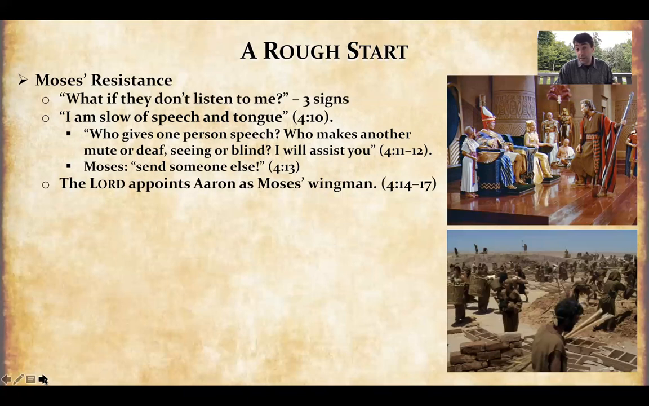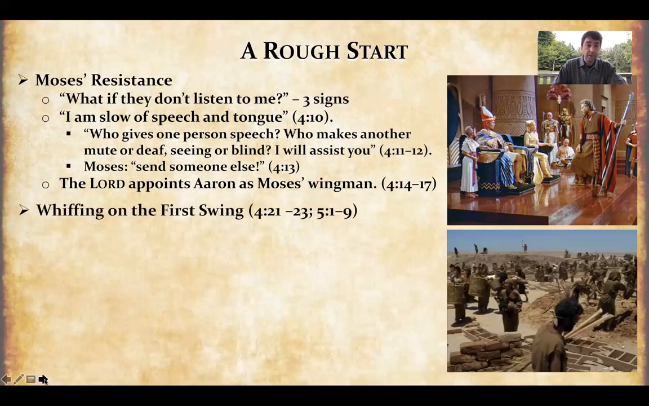Now keep that in mind. Aaron is the second in command now. He's the assistant. He's the wingman, only because Moses was afraid to do it on his own. And this will come back to haunt Moses at the end of the whole story. All right.